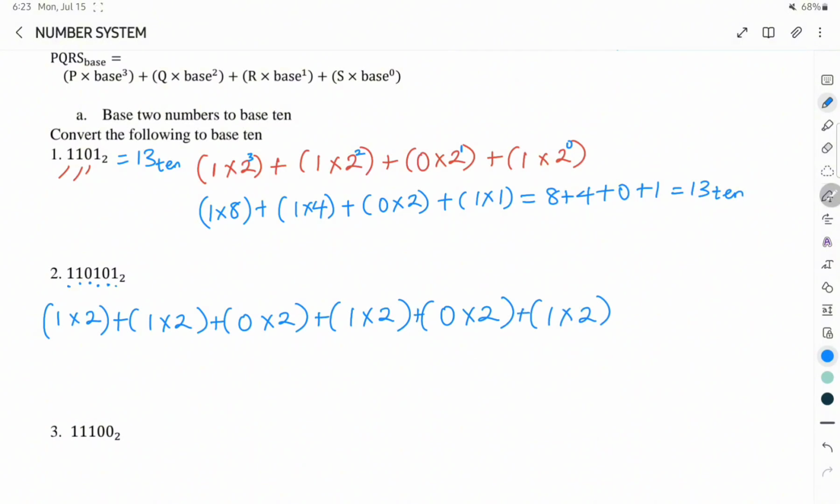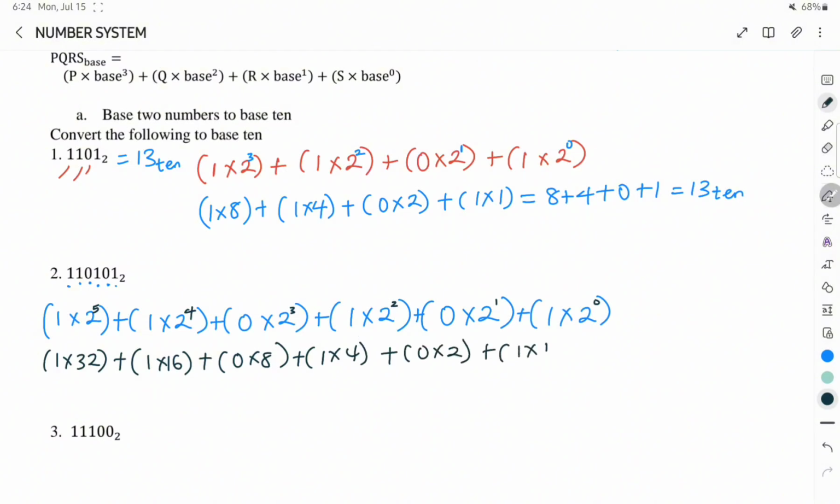So the next step is to do what? Insert an index, starting from the right and starting from 0. So 2 raised to power 0, 2 raised to power 1, 2, 3, 4, and 5. Let's proceed. 2 raised to power 5 is 32. That means we have 1 times 32, plus 2 to the power of 4 is 16, 1 times 16, plus 0 times 8, plus 1 times 4, plus 0 times 2, plus 1 times 1.